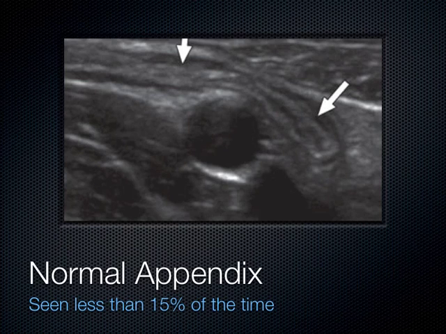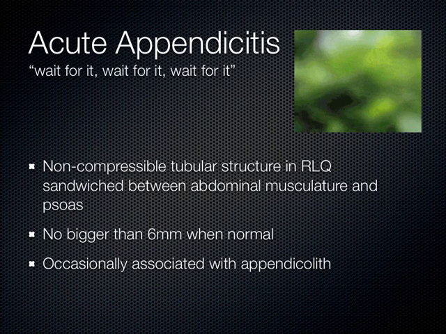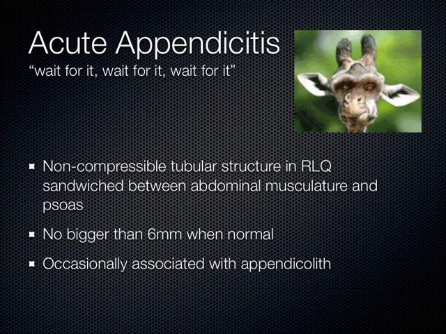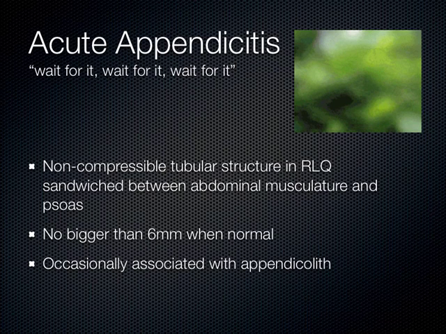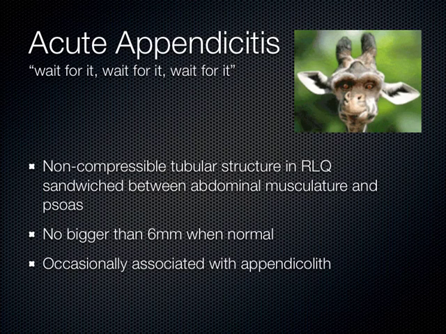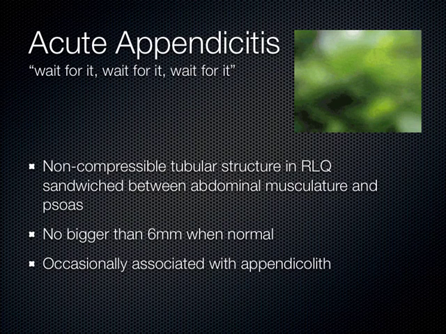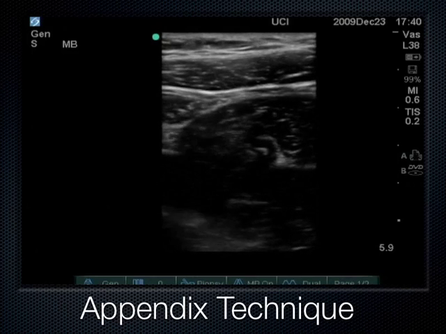Now, when you look for appendicitis, what you're trying to do is compress the abdominal wall musculature down to the psoas muscle. And if you wait for it and keep compressing, eventually you'll see that little appendix pop its head out at you, and then as soon as it's there, it's gone again. So hopefully you were recording it. But it gets sandwiched between the abdominal wall musculature and the psoas muscle. It should be no bigger than 6 millimeters when it's normal, and occasionally you can see an appendicolith, which translated means poop stone.